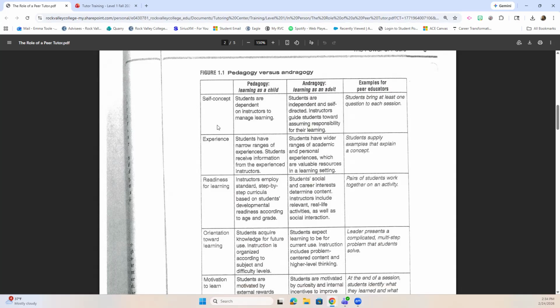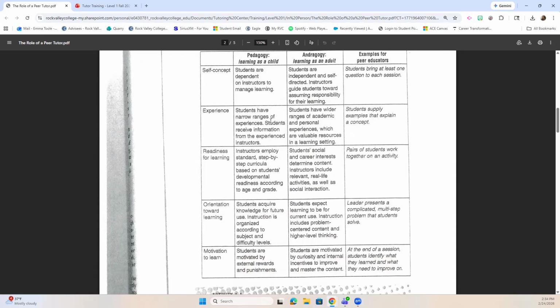So for self-concept, in pedagogy, students are dependent on instructors to manage learning. In andragogy, learning as an adult, students are independent and self-directed. Instructors guide students toward assuming responsibility for their learning. In an example for peer educators, students bring at least one question to each session.